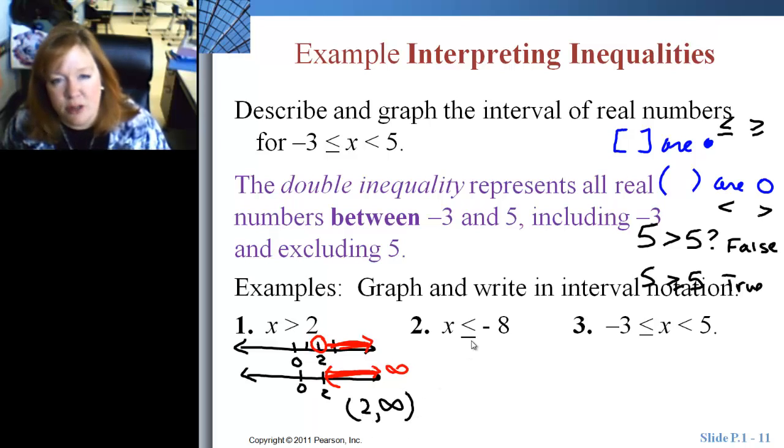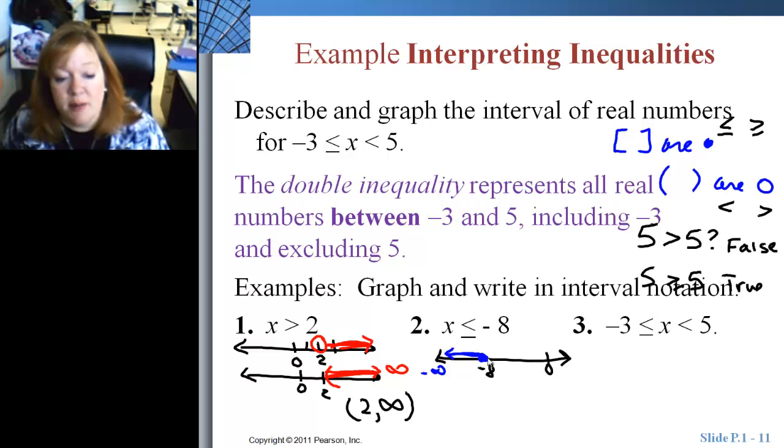X less than or equal to -8 means all numbers smaller than or equal to -8. So if I draw my number line, I normally would have put a closed dot and shaded to the left. But now, instead of the closed dot, we're going to use the square bracket. And we're going to use the square bracket so it kind of points the direction we're shading.